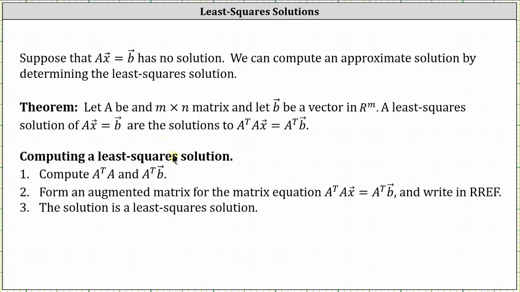So to compute a least squares solution, step 1, we compute A transpose times A and A transpose times vector b. Step 2, we form an augmented matrix for the equation A transpose A times vector x equals A transpose times vector b, and write the augmented matrix in reduced row echelon form. Step 3, the solution is a least squares solution. Let's look at an example.